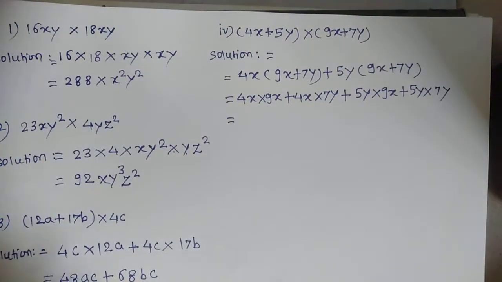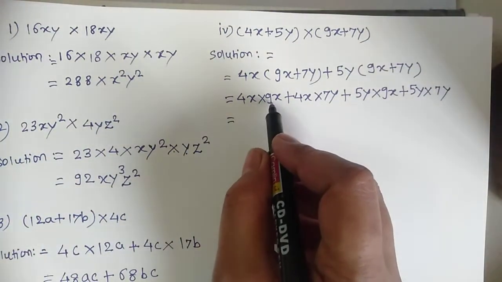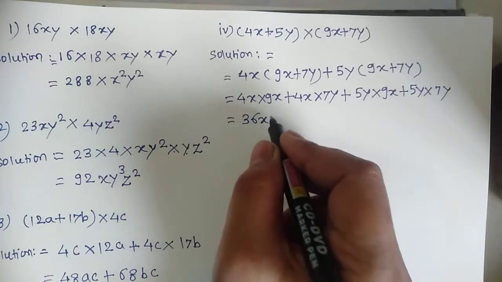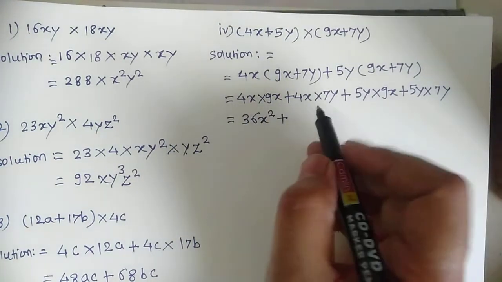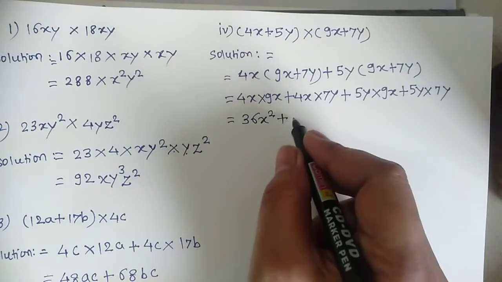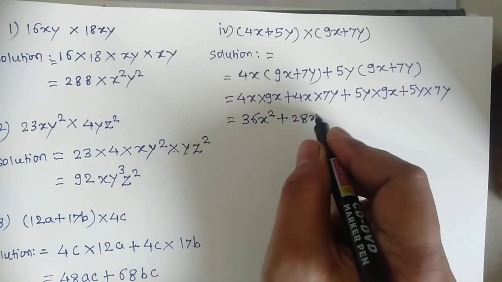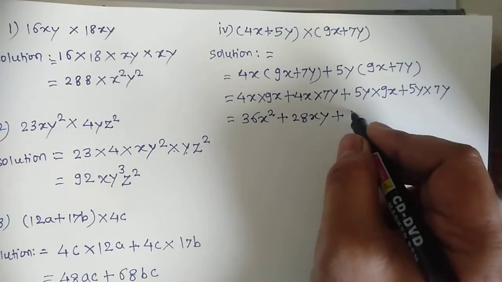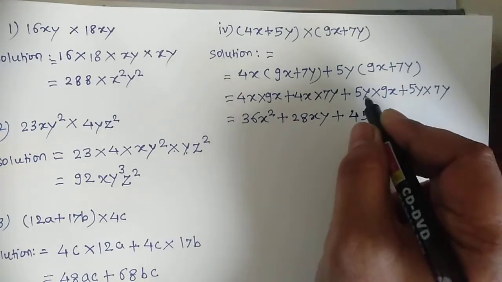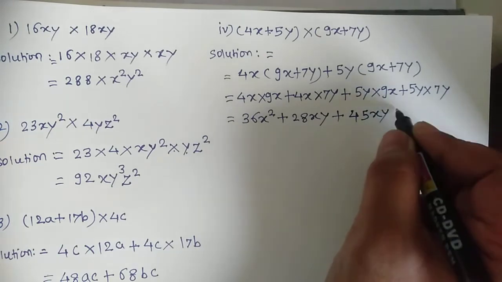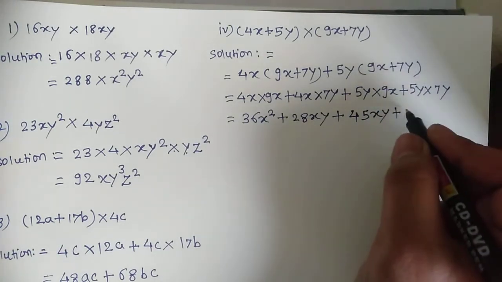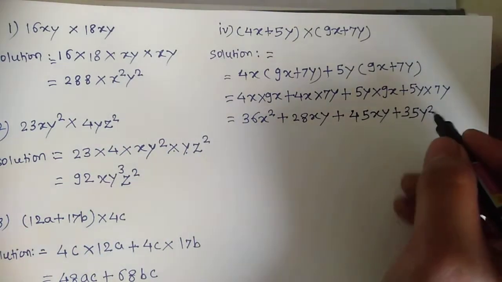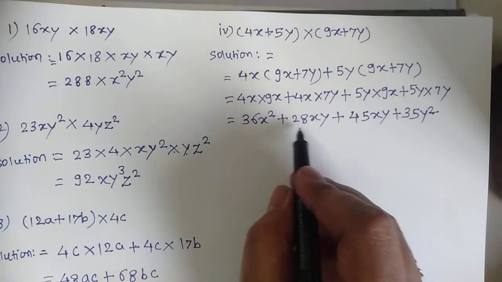is equal to 4x multiply by 9x. 4 9s are 36. X into x is x square, plus 4 7s are 28. X into y is xy, plus 5 9s are 45. Y into x is xy, plus 5 7s are 35. Y into y is y square. Very simple.